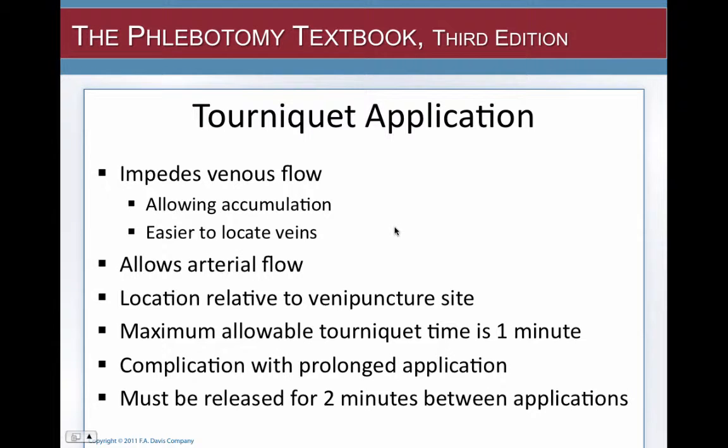Next, we're going to talk about tourniquet application. We put a tourniquet on the upper arm, usually right above the bicep, to help impede venous flow. It allows accumulation of blood in the veins, making it easier to draw blood from the vein. It also makes it easier to locate veins underneath the surface of the skin. And while it impedes venous flow, it actually allows for arterial flow, which is good because you don't want to actually cut off flow of blood to the arm. You only want to leave the tourniquet on for about 1 minute or so.